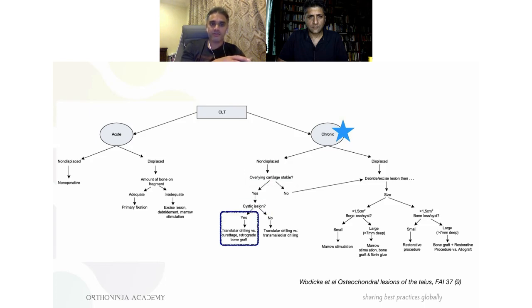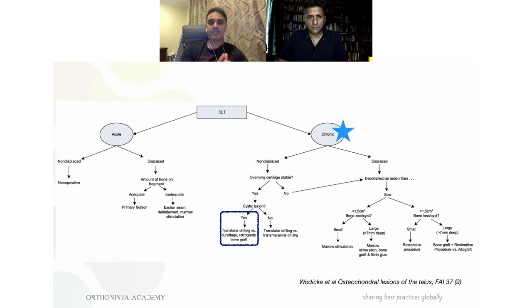If it is cystic, and it's a stable defect, so you've probed, your cartilage is not sort of wobbly, there's a reasonably good, strong, nice layer of cartilage which isn't moving about, but there's a cyst underlying, you can do retrograde drilling, and you can pack it with bone graft as well.